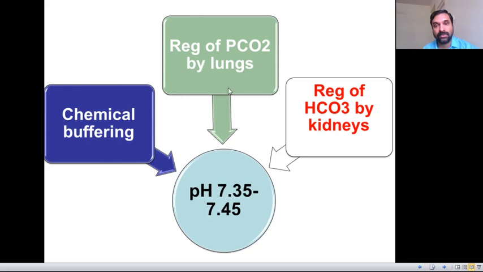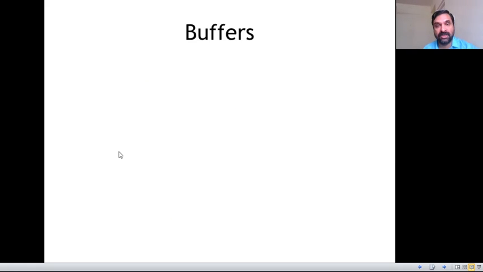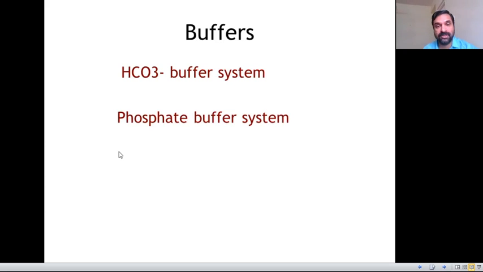Now, regulation of bicarbonate by the kidney. The kidney regulates bicarbonate reabsorption. So these are the three mechanisms: role of kidney, role of lung, and role of buffers. Buffers we have already studied: the bicarbonate buffer system, phosphate buffer system, and ammonia buffer system. These are the three main buffer systems in our blood.